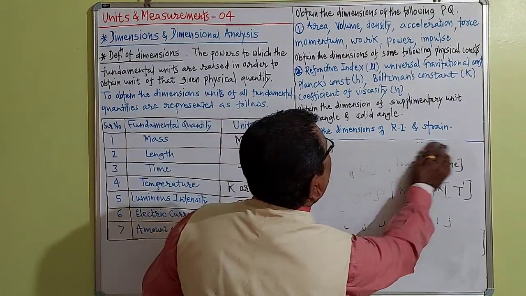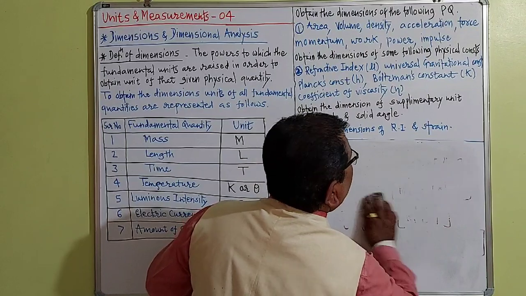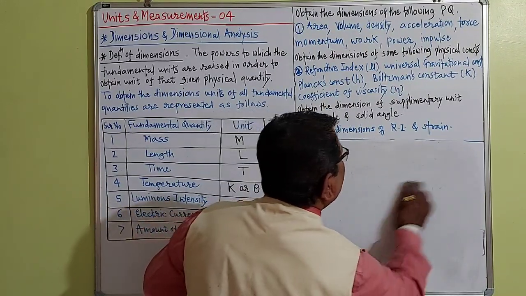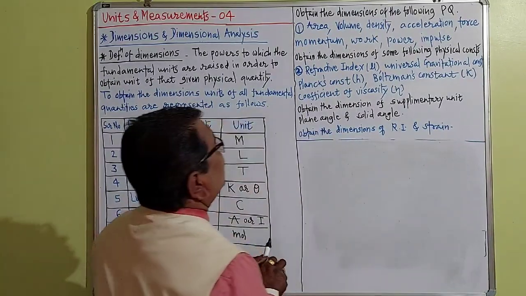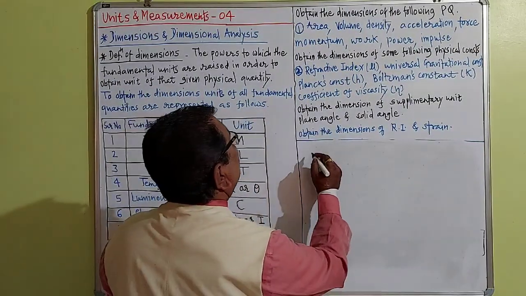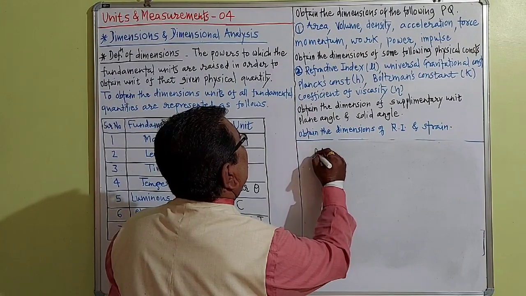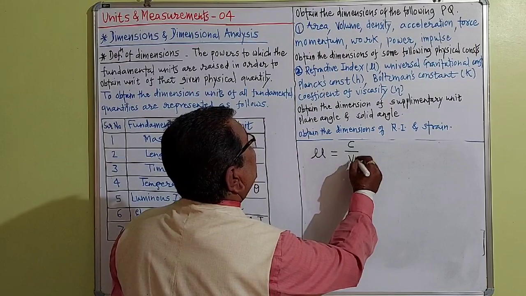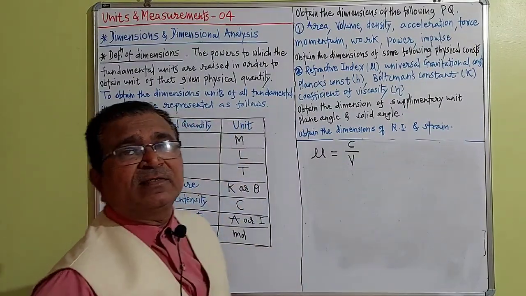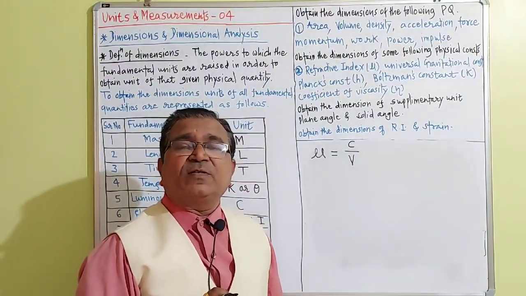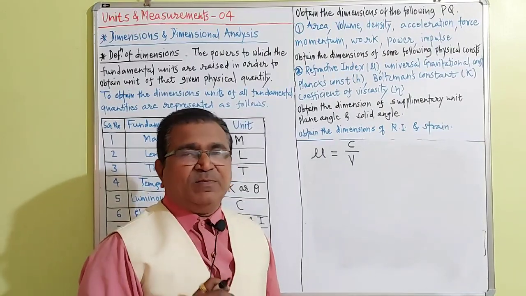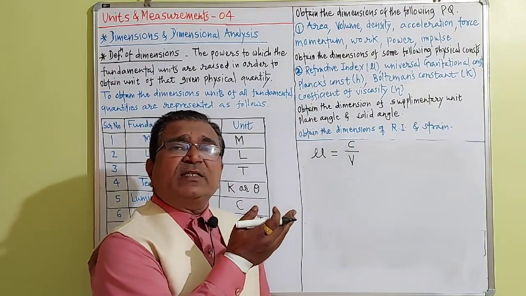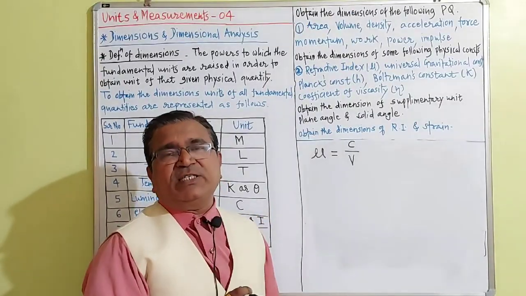So which are those physical constants? The first one is the refractive index of the medium. Refractive index is denoted by mu, and formula of refractive index is C upon V. Velocity of light in air to the velocity of light in any medium, C upon V. Actually, this is a ratio of same physical quantity.